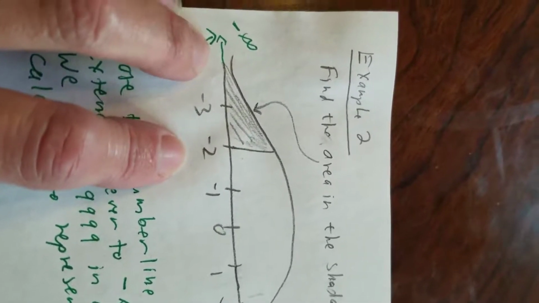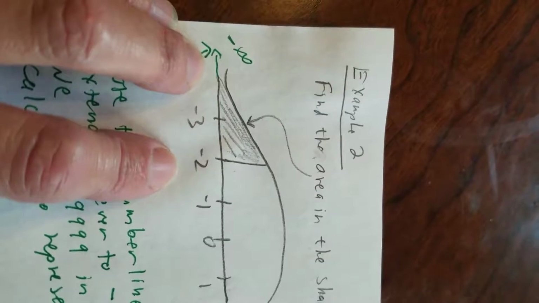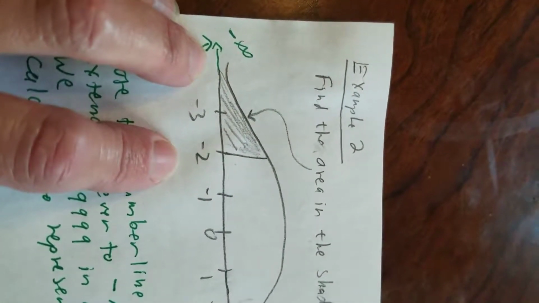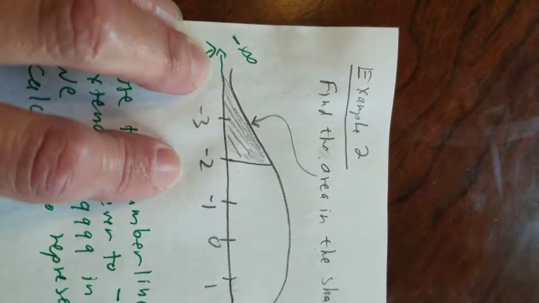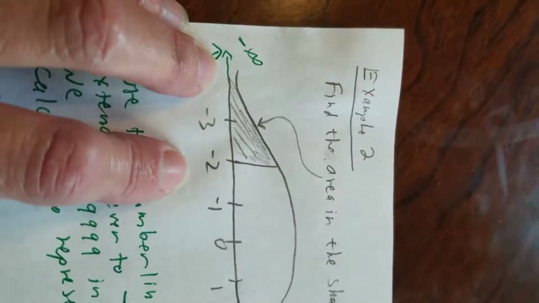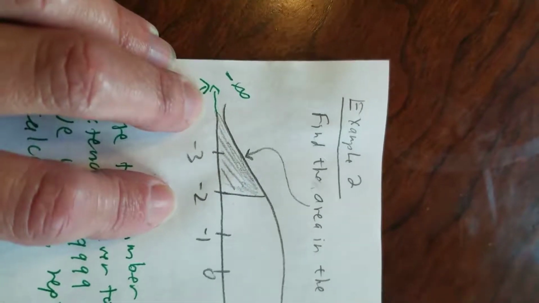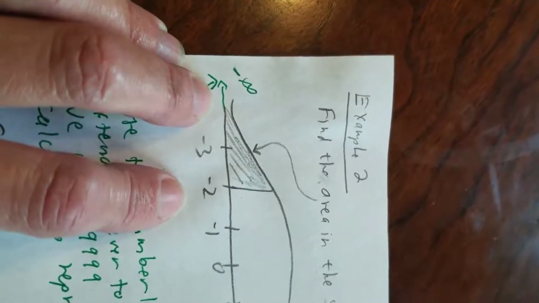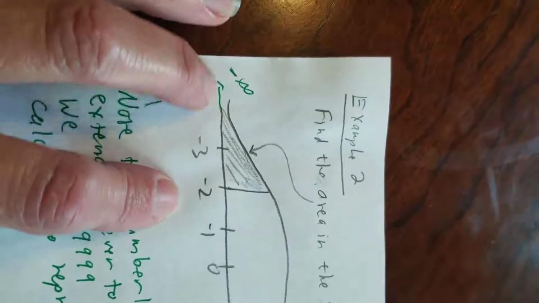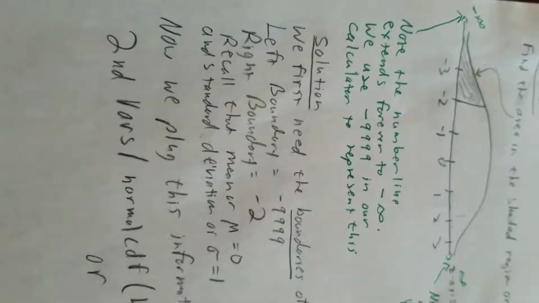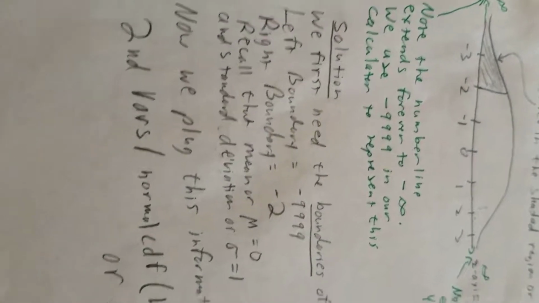Your calculator does not have a negative infinity button. So we need to use a number that will mimic or represent negative infinity. In other words, some large negative number. I'm going to use negative 9999. You can use negative 10,000. It doesn't matter. Okay? Because remember, the area under the curve, what you get way out here is 0 anyway. And we're finding the area is what we're using.